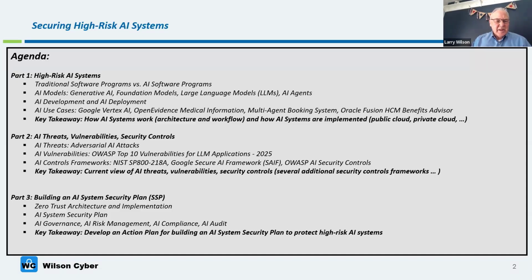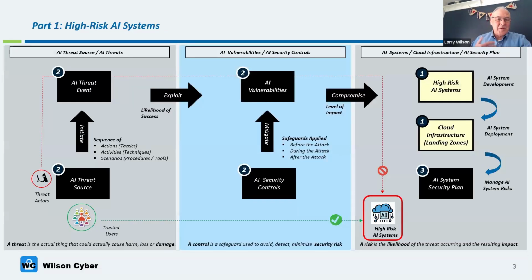And then finally, let's get to the point, right? Building an AI system security plan. I'd like to start with zero trust because I think as a foundation, every organization has to look at zero trust architecture and implementation as a foundation. Then on top of that, we build our AI security plan. And then we're going to talk about AI governance, risk management, compliance, and audit. And a key takeaway is the development of an action plan for building an AI system security plan to protect those high-risk AI systems.